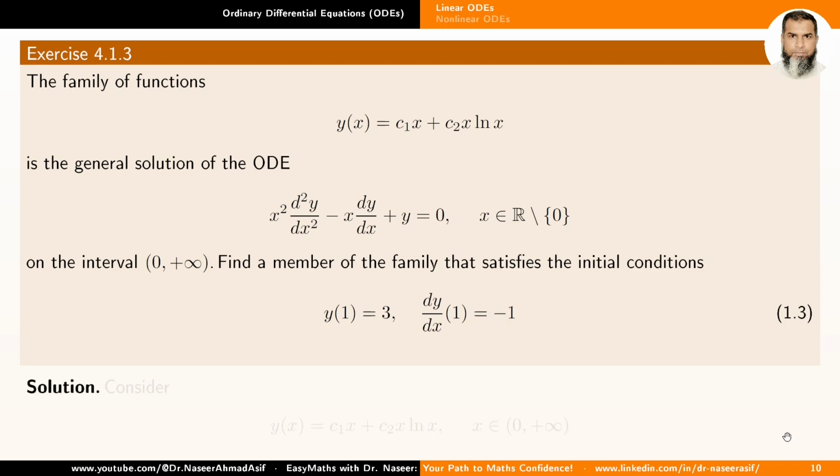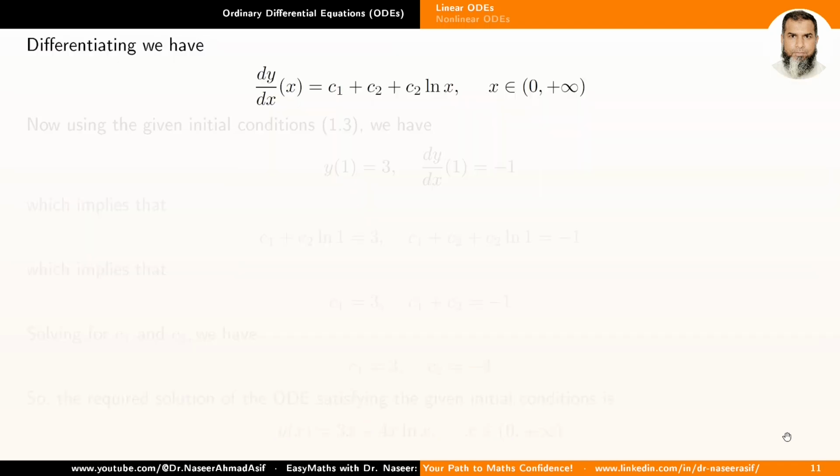Well, see solution. Consider y of x equal to c1 x plus c2 x log x, where x belongs to the open interval 0 to plus infinity. Differentiating, we have dy by dx of x is equal to c1 plus c2 plus c2 log x, where x belongs to the open interval 0 to plus infinity.